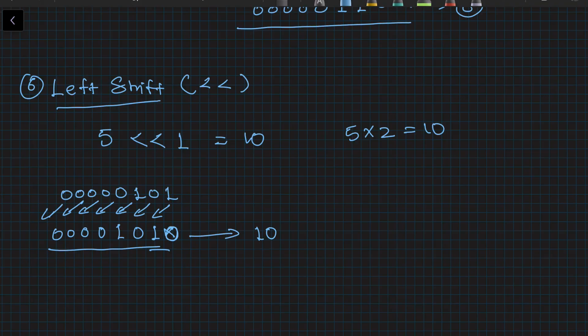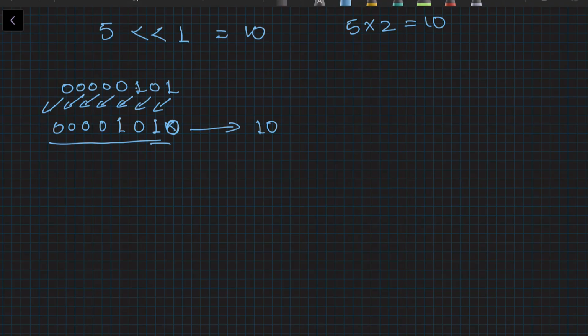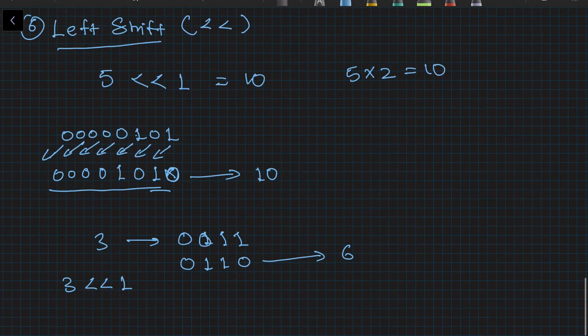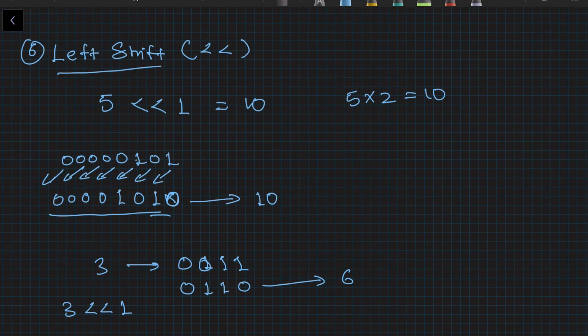If you're not able to understand it, let's understand with one more example, which is 3. 3 is represented as 0 0 1 1. If we left shift this 3 by 1, we will get 0 1 1 0, and that is nothing but 6. Correct? I hope you understand how the left shift operator performs its task.